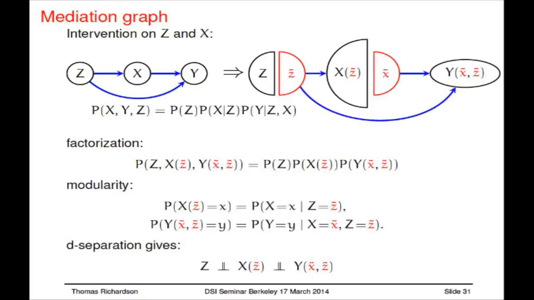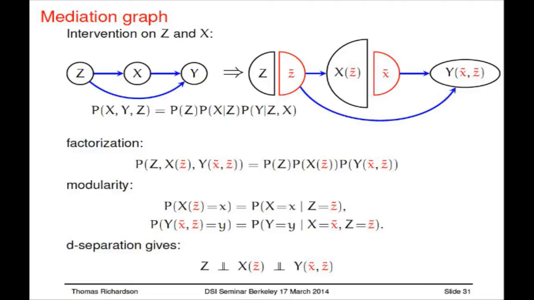Okay, so here's a little example. This is a sort of mediation graph, with z, x and y, no confounders. Now, this is the original factorization we have. It's just a trivial factorization of z, x and y. If I now intervene on z and x, I get this graph over here. And now you'll see that nobody has any random parents. So x of z doesn't have any random parents. Y of xz doesn't have any random parents. Here's my factorization, a trivial factorization. All of these variables are independent.